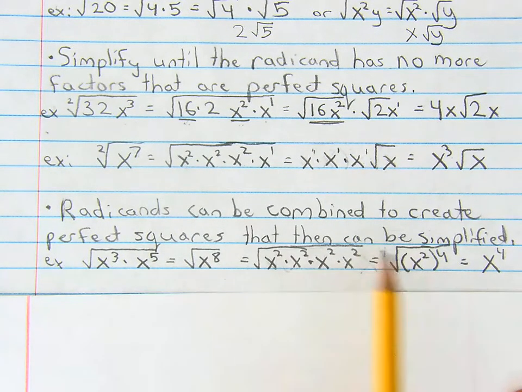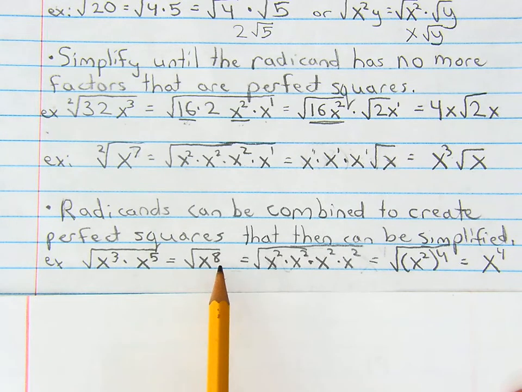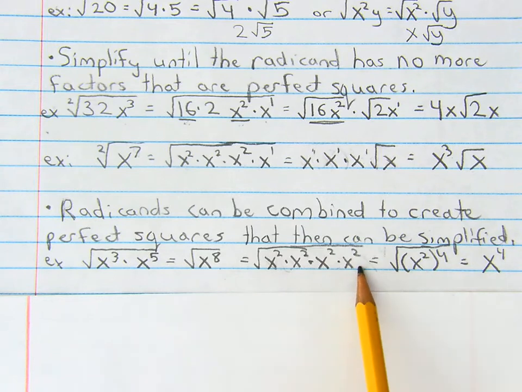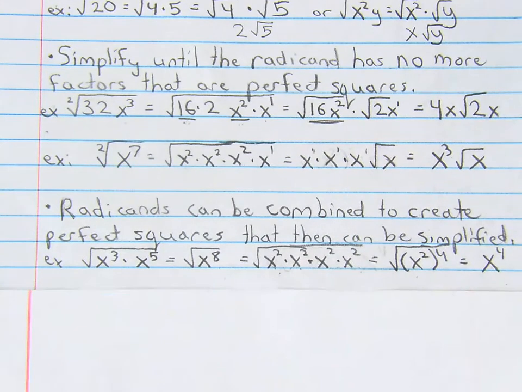Radicands can be combined to create perfect squares that can then be simplified. So if this one, I could go from here using my product rule. I can multiply and combine within my radical and then either go straight to here to my answer, which is basically divided by 2, or can start simplifying it out. This is kind of a long way to do it, but I wanted to show you the steps. Okay. So 1 group, 2 group, 3 groups, 4 groups, so x to the 4th.